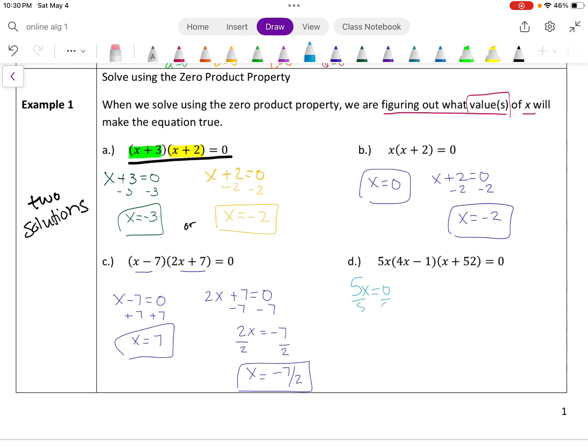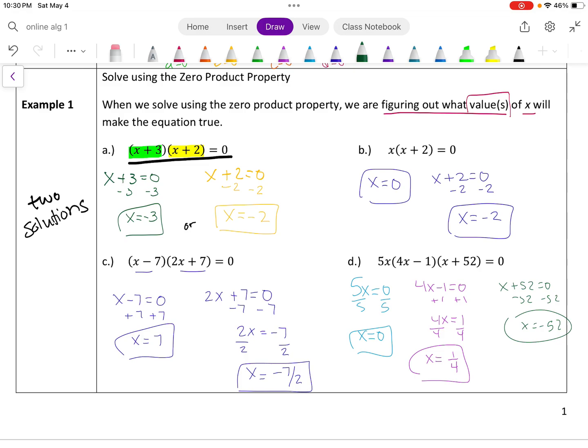5x could equal 0. Well, if we divide by 5, x would equal 0. There's one solution. If 4x - 1 equals 0, we could add 1 to both sides. Well, then if 4x equals 1, we need to divide to isolate x, which means x could be 1/4, or 0.25. Last but not least, if x + 52 equals 0, well, we could subtract 52. And hey, look at this, x equals negative 52. That's our zero product property.